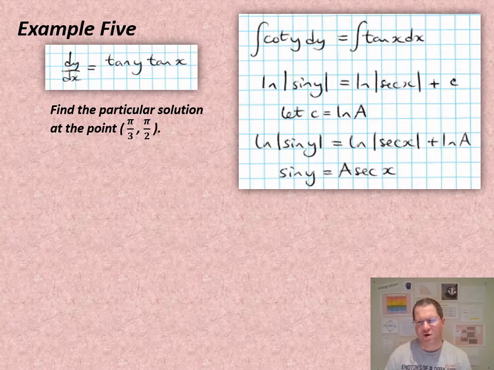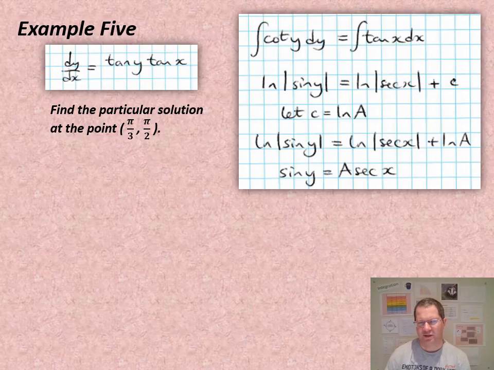The integral of cot y is ln sin y, the integral of tan x is ln sec x. I've written plus c, but then I've said, let's let c equal ln a, because then everything's in terms of ln's. So log of sin y equals log of sec x plus log of a. So on the right hand side, that's the same as log of a sec x. So if I have log of sin y equals log of a sec x, I can write that sin y equals a sec x.